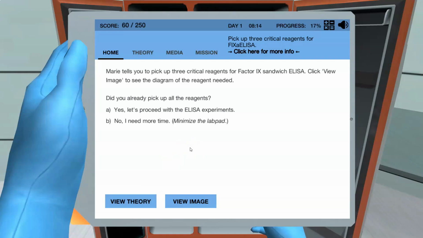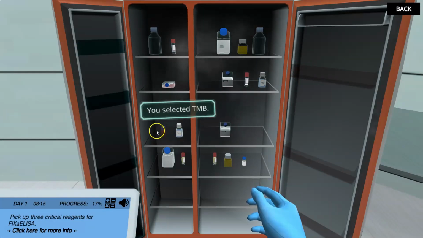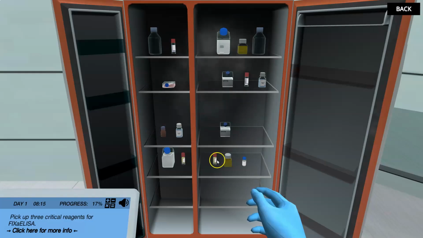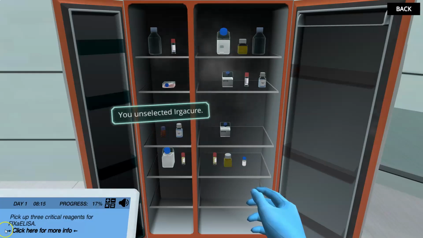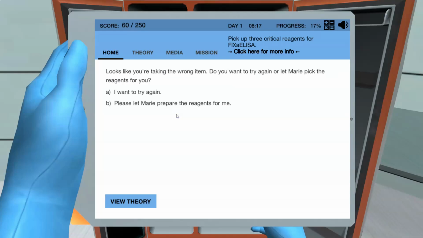Click View Image to see the diagram of the reagent needed. Did you already pick up all the reagents? Click on the lab pad for more information. Marie tells you to pick up 3 critical reagents for factor IX Sandwich ELISA. Click View Image to see the diagram of the reagent needed. Did you already pick up all the reagents? Looks like you're taking the wrong item. Do you want to try again or let Marie pick the reagents for you?